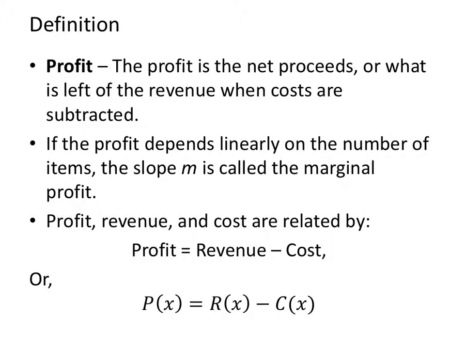Let's put these two concepts together, the cost and the revenue, and we'll get the profit. The profit is the net proceeds, or what is left of the revenue when costs are subtracted. If the profit depends linearly on the number of items, the slope m is called the marginal profit. No surprise there whatsoever. The profit that you earn is the amount of money you get from selling your CDs at the show minus the cost it takes to make them, right? You have to pay your costs out of your revenues, and if you have money left over, fantastic, you've made a profit. And we'll use the formula P of x equals R of x minus C of x.